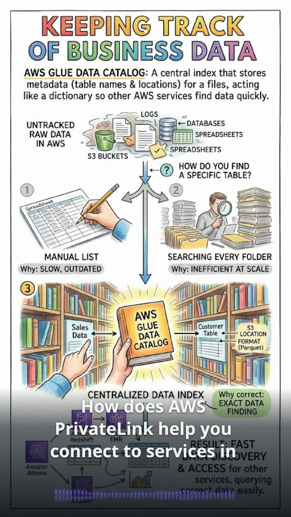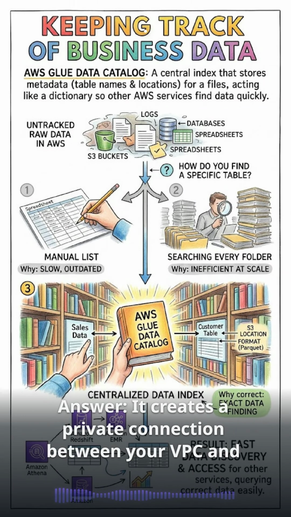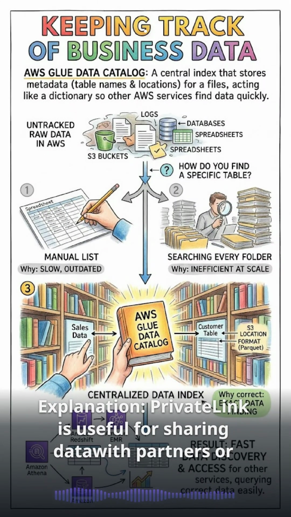51. How does AWS PrivateLink help you connect to services in other AWS accounts securely? It creates a private connection between your VPC and the service, keeping traffic off the public internet. PrivateLink is useful for sharing data with partners or other teams without exposing your internal network to the world.